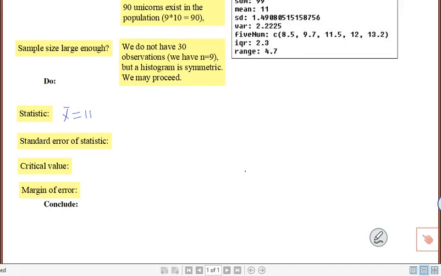Our sample mean has some variability built into it. If we took another sample of unicorns, we might not get 11 again. It'll naturally deviate from the true center. So we can estimate our typical deviation based on the standard deviation from our sample, 1.49. Our formula is that the standard error of the sample mean is the standard deviation over the square root of n. So this is going to be 1.49 over the square root of 9, and this is 0.497.